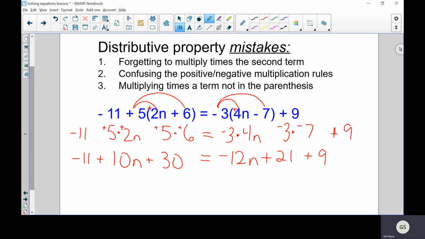What kind of equation am I at? Oh, no. I knew somebody would try to say something at the top. What kind of equation? Is it?